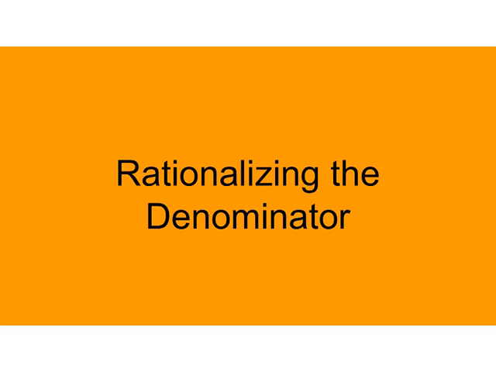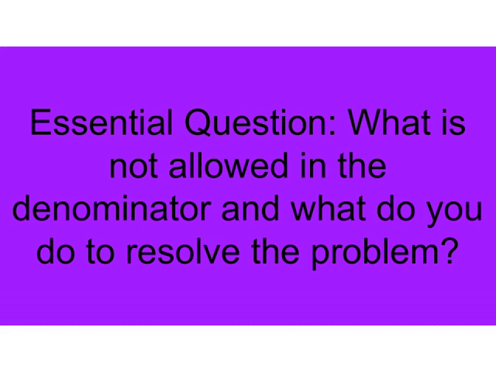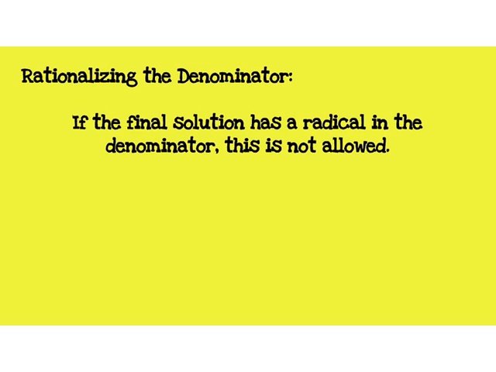Hello everyone, I wanted to go over our notes for rationalizing the denominator. Our essential question, an important one for you to write down: What is not allowed in the denominator, and what do you do to resolve the problem? You're rationalizing the denominator. If the final solution has a radical in the denominator, this is not allowed. Remember, the denominator is the bottom part of the fraction.